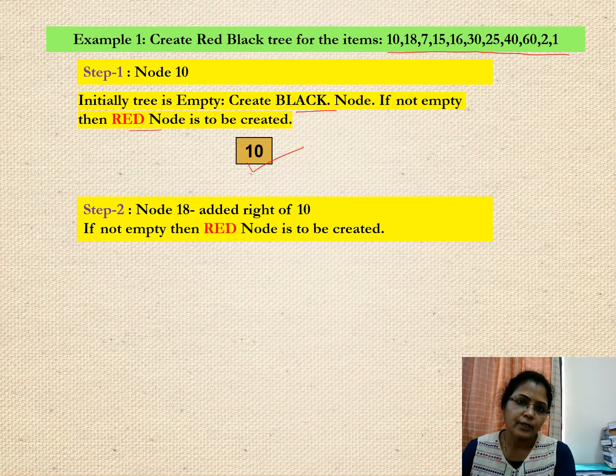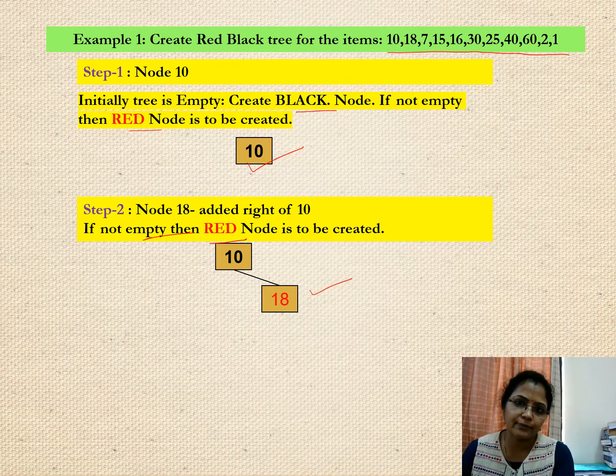Step 2: now node 18 is to be created. Node 18 will be added to the right of 10. And this time the tree is not empty, so the next node you create will be a red node. So node 18 will be on the right of 10 and it will be a red node. This way node 18 is added on the right-hand side.